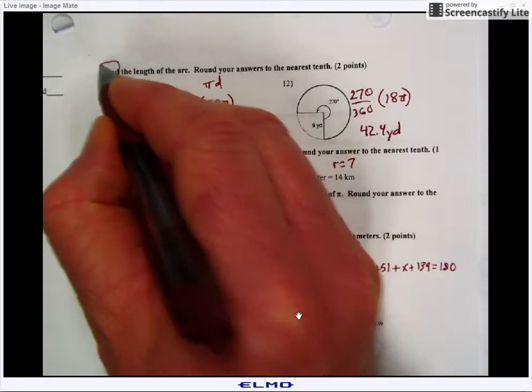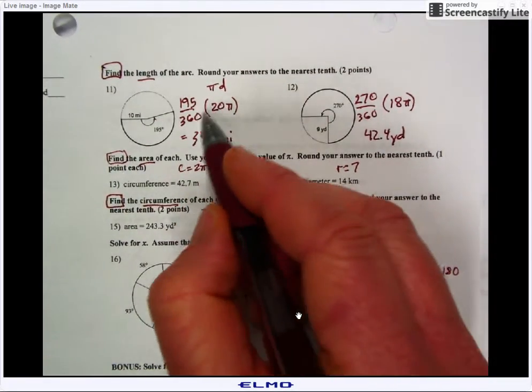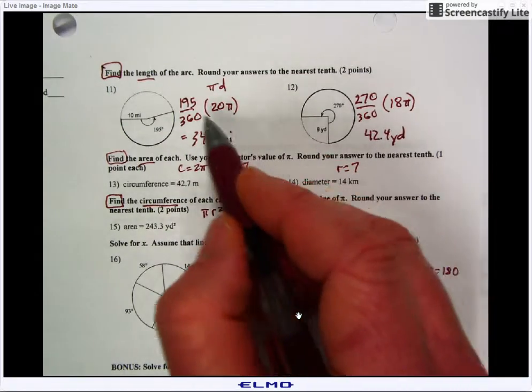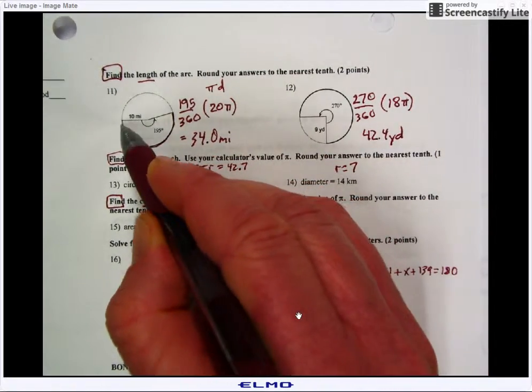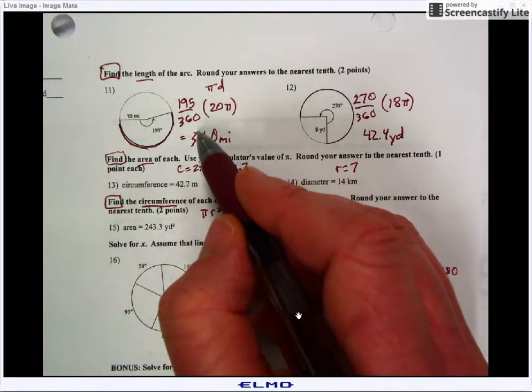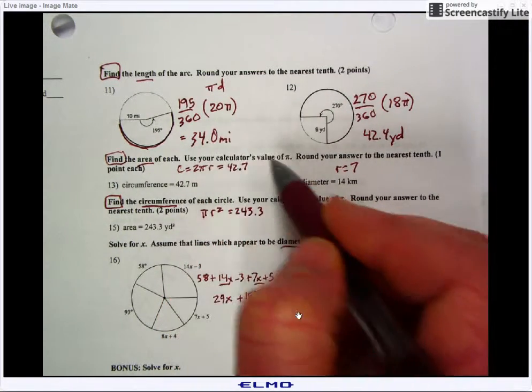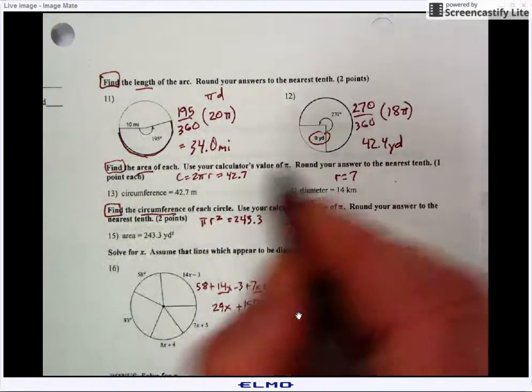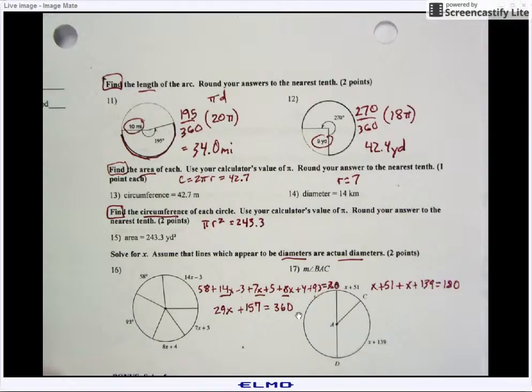Find the length of the arc. Length is the same formula, but we're multiplying by the circumference because we're trying to find just this actual measurement, not the inside. So 195 out of 360 times 20 pi and 18 pi. Notice we doubled the radius to get the diameter.